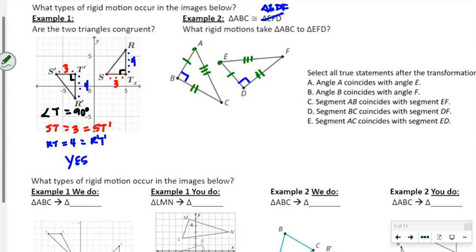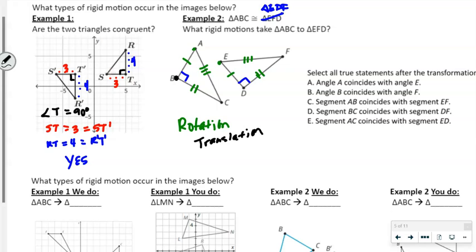And it says, what rigid motions take ABC to EDF? Select all true statements after the transformations. Now, if we look at the rigid motion here, I would say that it looks to me like it was rotated. And then it was translated, okay? A rotation, I think all of y'all can see the rotation, right? But if we were to rotate it just around this point B right here, it would be tipped to the left. And then we would have to move it right and up, wouldn't we? So it would also be a translation. It would be both. Those are the rigid motions that occurred in that transformation.